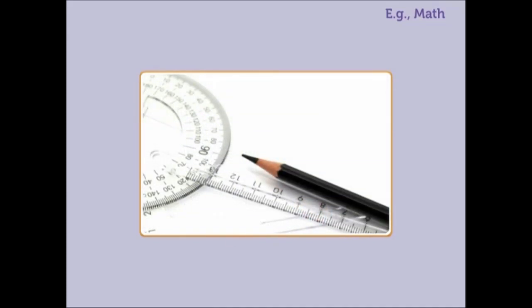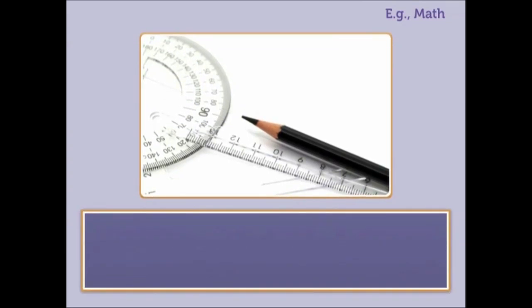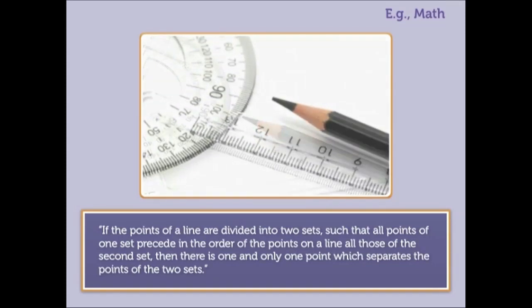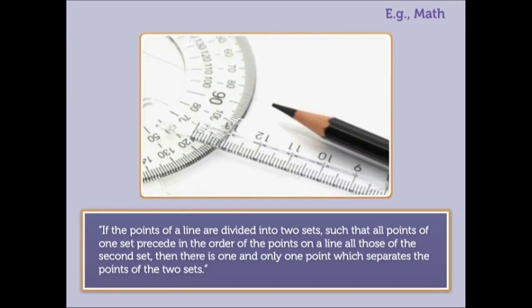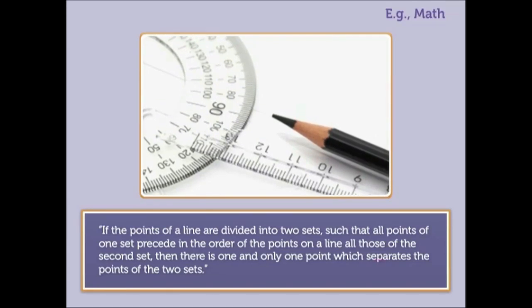I'm giving you one example only of an axiom from geometry, which is dictated in this form. Now, the old axioms of Euclid are very straightforward. One parallel line through a point to another parallel line. If equals are added to equals, the results will be equal, and so on. Those are very straightforward. This is a modern axiom that's given to youngsters. If the points of a line are divided into two sets, such that all the points of one set precede in the order of the points on a line all those of the second set, then there is one and only one point which separates the points of the two sets.